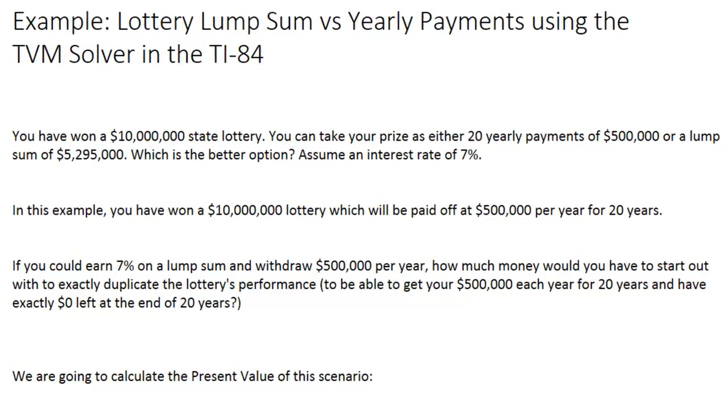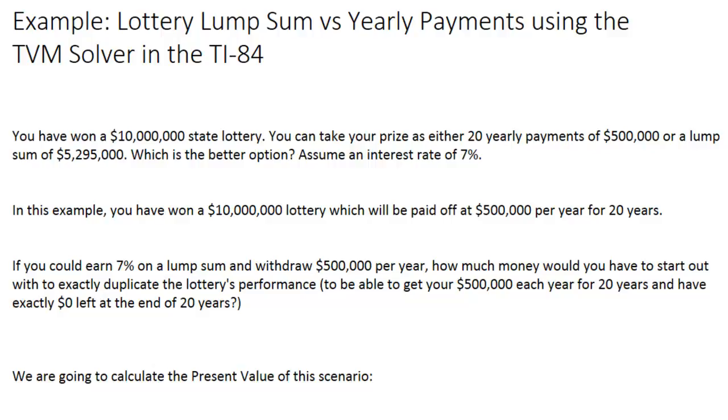We're going to look at an example in which we use our TVM Solver, and this is a lottery example. So you have won $10 million in the state lottery, and you have a choice. You can either take your prize as 20 yearly payments of $500,000, or you could get a lump sum now of $5,295,000. So which is your better option? And we're going to assume an interest rate of 7%.